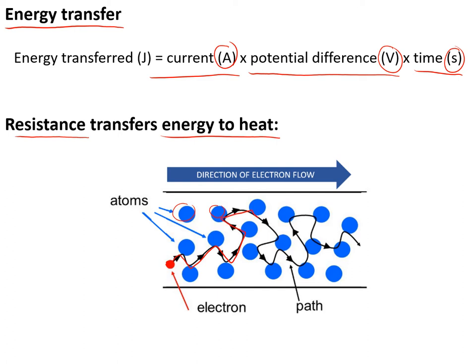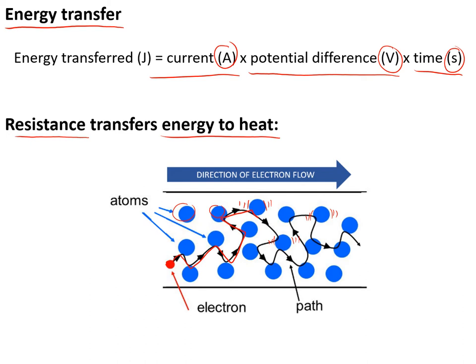Now, every time it bumps into an atom, it makes it start vibrating. So the more electrons bump into these atoms, the more they vibrate. And the vibration of atoms is heat energy. So every time the electrons bump into atoms, it makes them vibrate, which makes them heat up more. And also the more they're vibrating, the more easily they're hit by the electrons. And so we get this sort of slightly runaway effect.